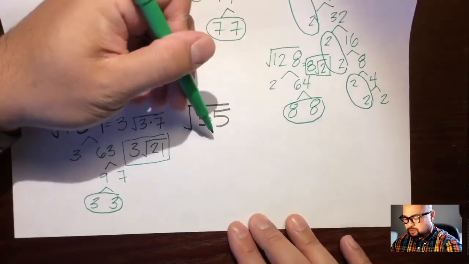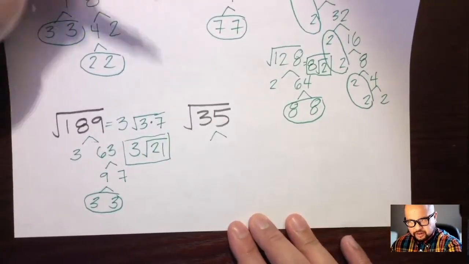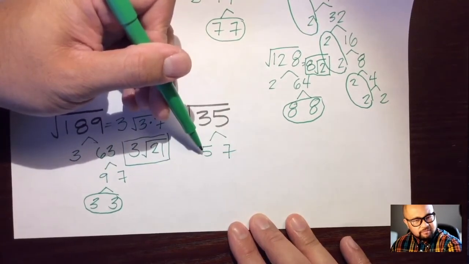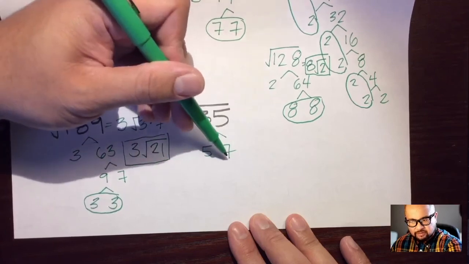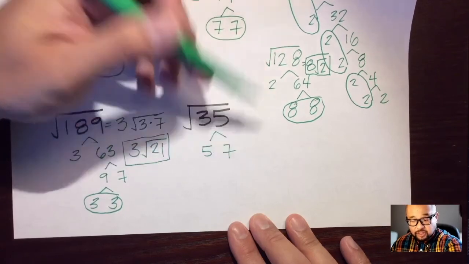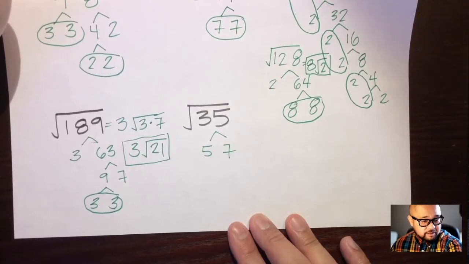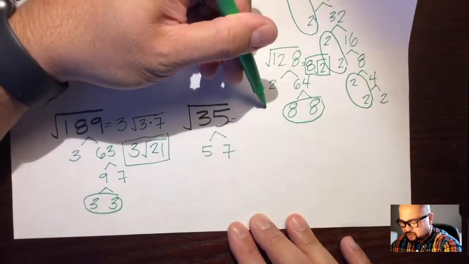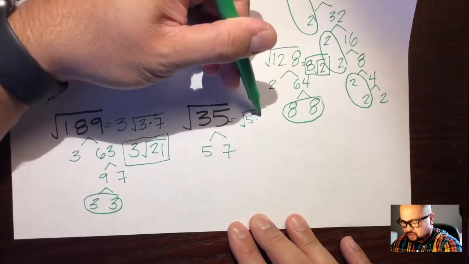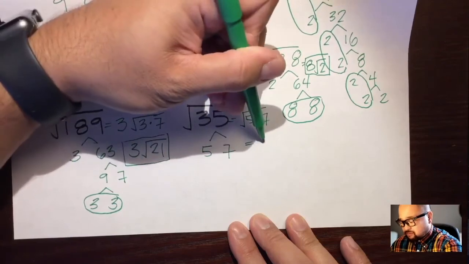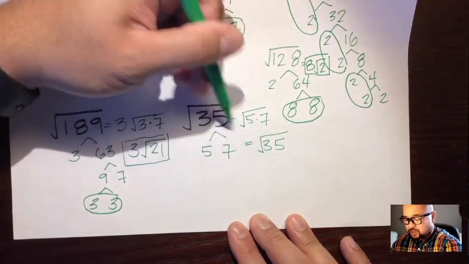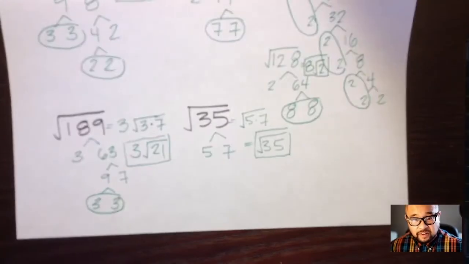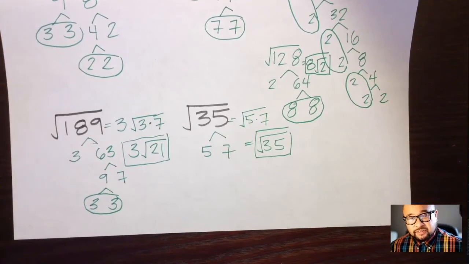All right, and then the last one, 35. What are two numbers that multiply to 35? 5 and 7. Can we factor 5 some more? Other than 1 and itself? No. How about 7? No. Both of these are prime numbers. Okay. So, are there any pairs in this factor tree? Anything to circle? No. So these are all singles. All the singles stay inside of the radical, which is just 5 and 7, which is just 35. So, square root of 35 is just square root of 35 because there aren't any pairs in there.